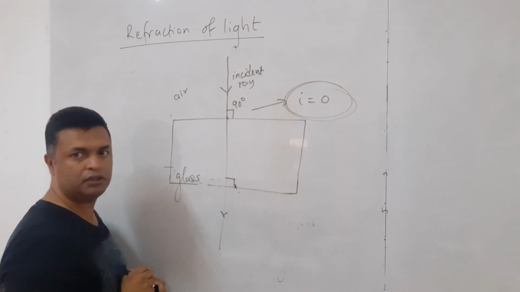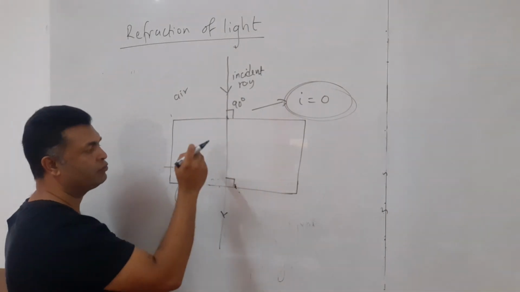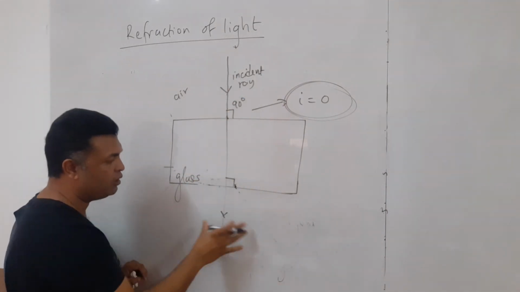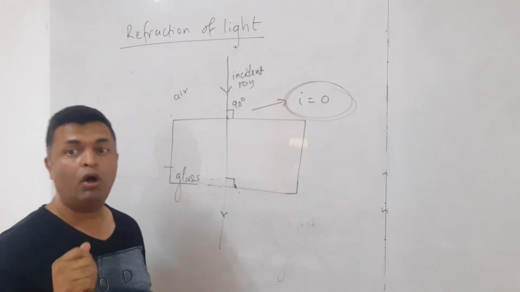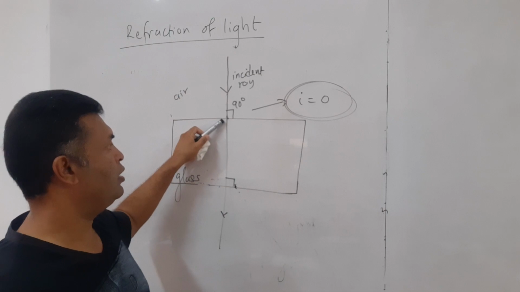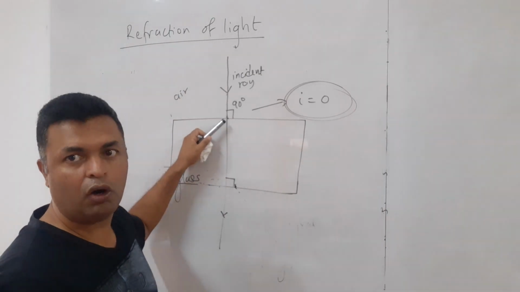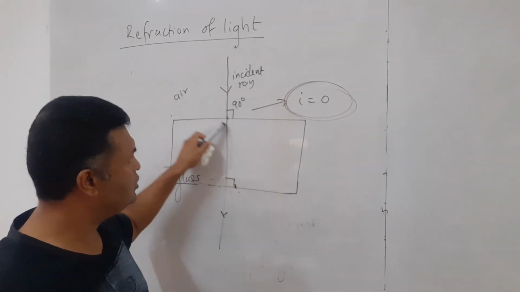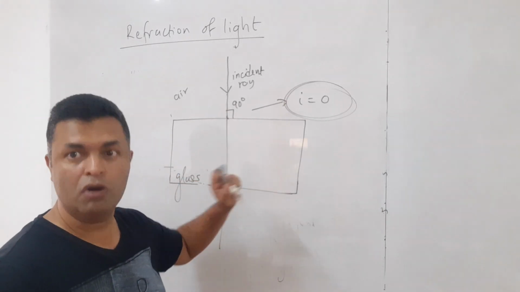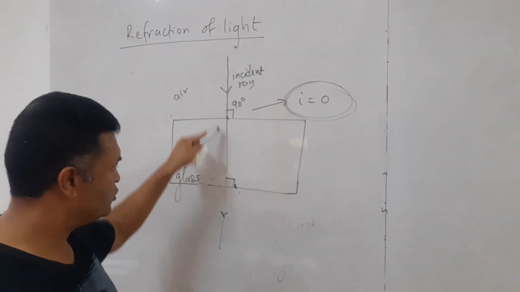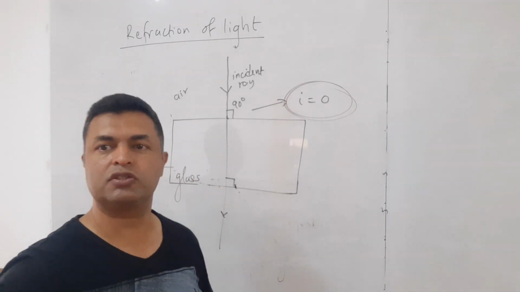Here also 90 degrees. So you have the incident ray, you have no refraction, it continues like this, it emerges here, and you will have 90 degrees. So remember, when you have a ray of light incident on a glass block at 90 degrees, the angle of incidence is 0, there is no refraction, the ray passes straight through the glass block.